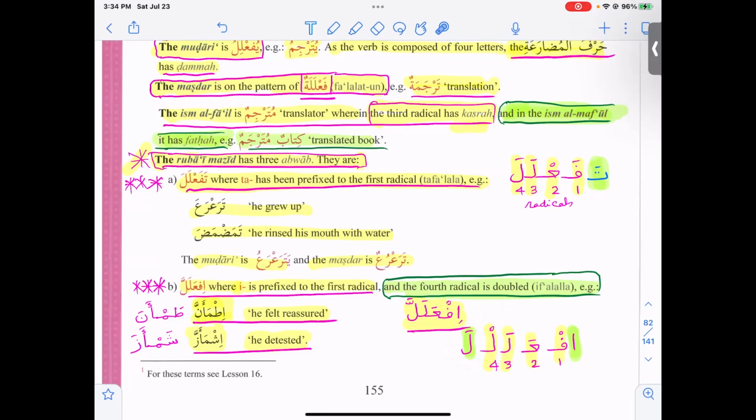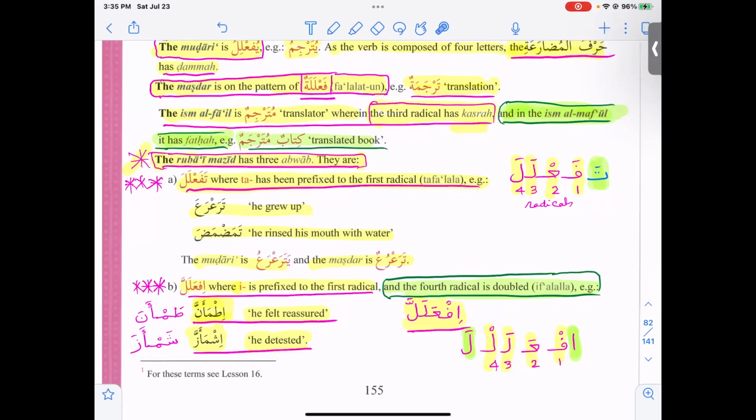Itma'anna, a beautiful verb. What is the original? Tama'ana, four letters, fa'lala. Itma'anna, this is beautiful. Itma'anna means he felt reassured. Tama'ana, itma'anna. And then ishma'azza. The root is sham'aza. He detested.